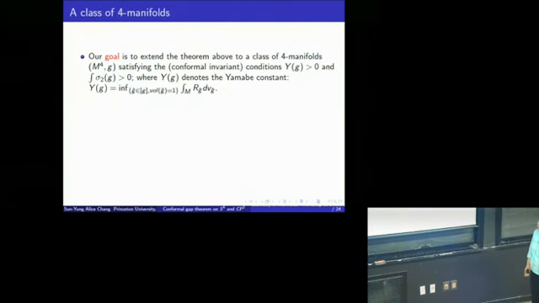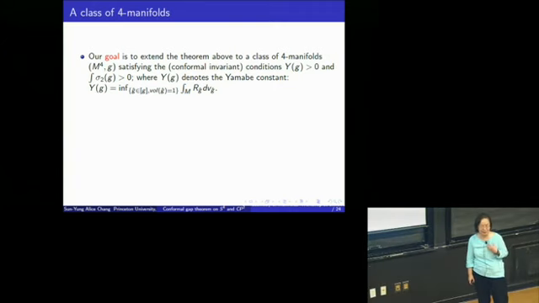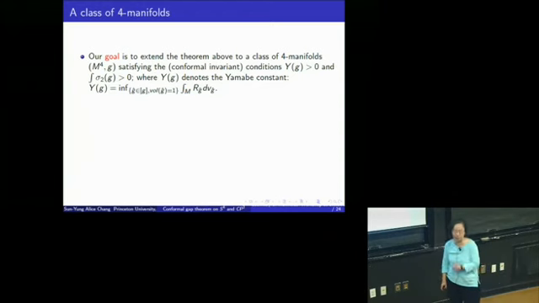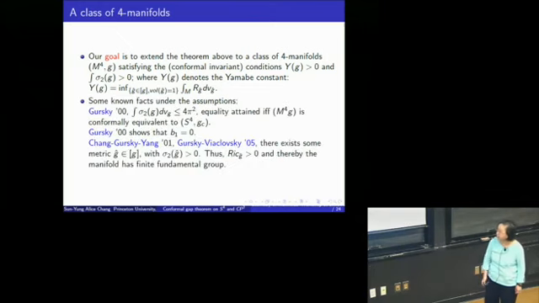Okay, so this was work done many years ago, and we have not continued to work, but at the back of my mind, this is my favorite project. So we recently picked it up again. So the goal is to extend the theorem above to a class of 4-manifolds such that these two conformal invariant quantities are positive.